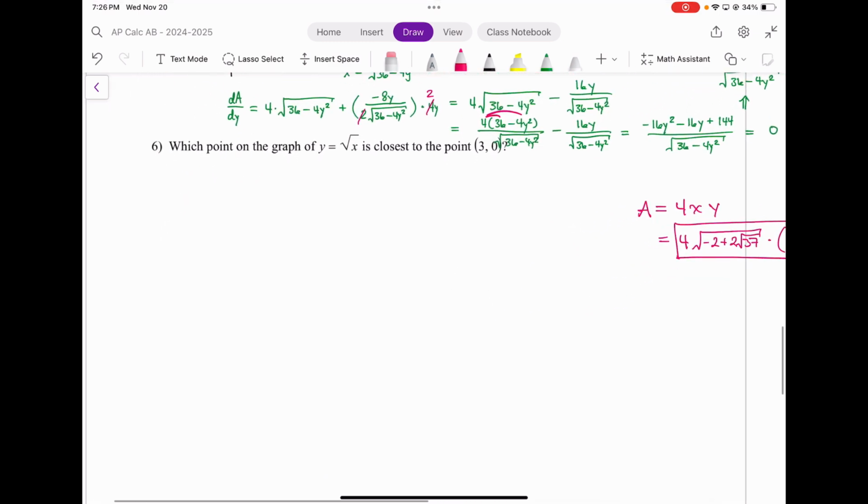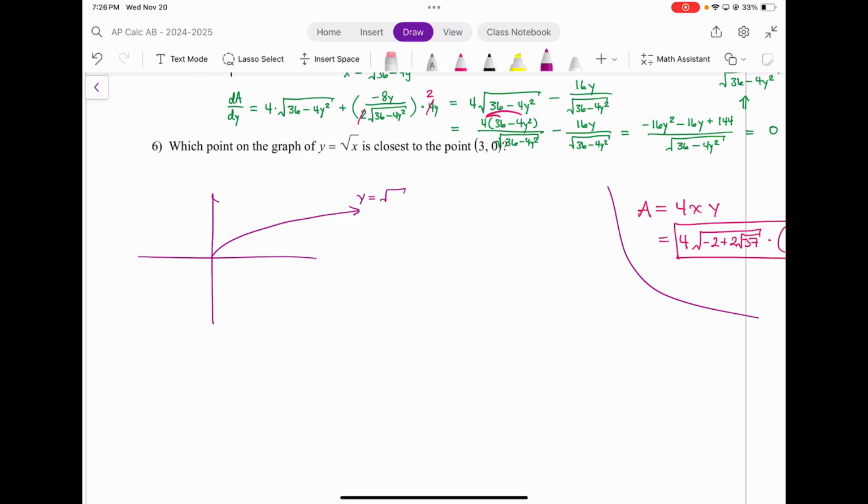All right, last one. Let's finish strong. All right, so which point on the graph of y equals square root of x is closest to the point 3, 0? So again, draw the situation. So y equals square root of x. And then we have 1, 2, 3. Here's my point, 3, 0. And which point is closest?